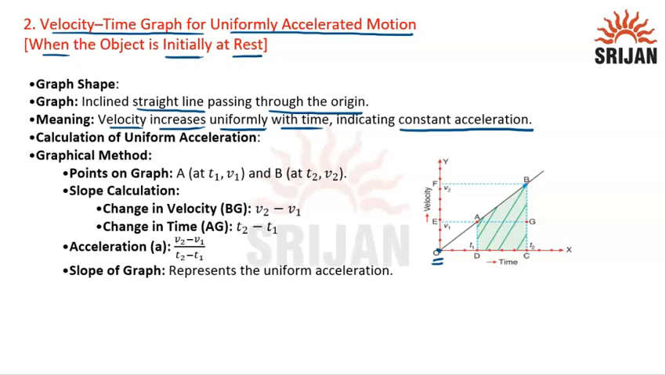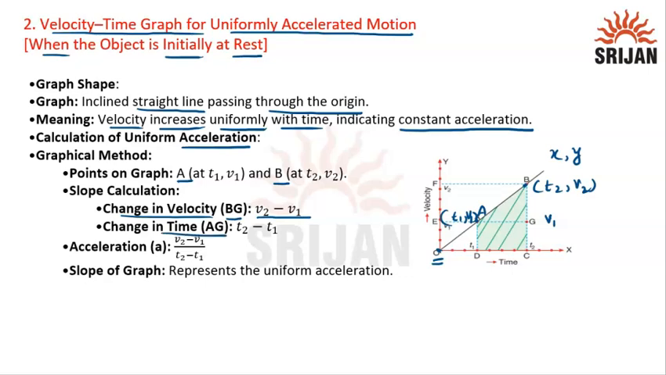How can we calculate the constant acceleration through this velocity time graph? By calculating the slope. For the slope, we have to consider the two points A and B and write their coordinates. The coordinates of A are T1, comma V1, and the coordinates of B are T2, comma V2. First we write the x coordinate, then y. After that, we calculate the slope, for which we need the change in velocity, which is V2 minus V1. This is V1 and this is V2, the y coordinate.